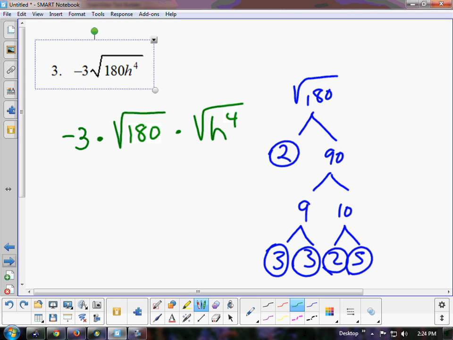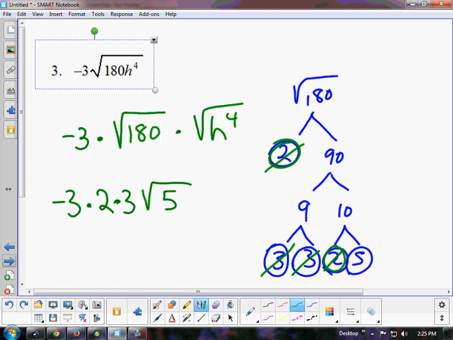Now for every double, so I have a 2 and a 2, one number comes outside of the square root. So a 2 comes out, just one 2. So I used up those 2. And then for double 3, one 3 comes out. And then the 5, since it doesn't have a double, stays inside the square root.